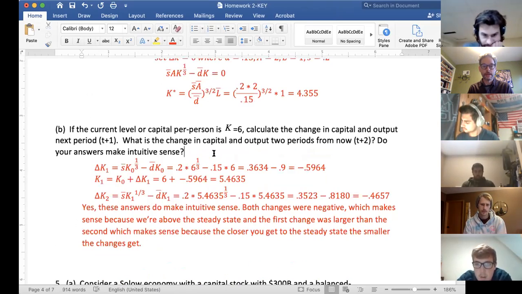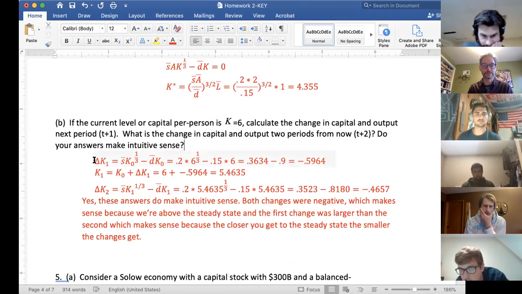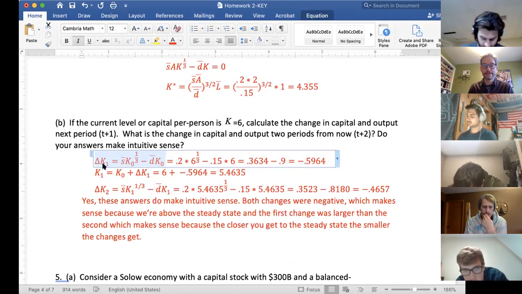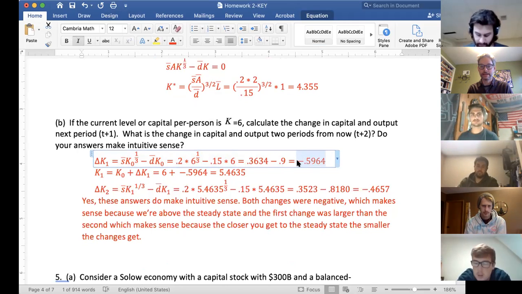Now, in part B, the current level of capital is given to you as 6. So calculate the change in capital and output next period. What's the change in capital two periods from now? Does your answer make sense? So here, you basically want to figure out what delta K1 is, knowing that K0 is 6. Okay, so you plug in 0.2 again, and you should get negative 0.5964.